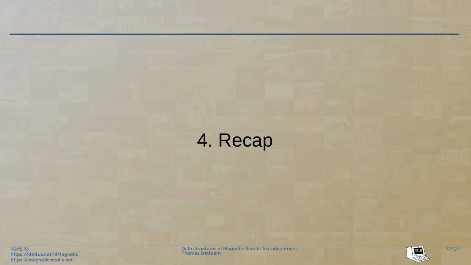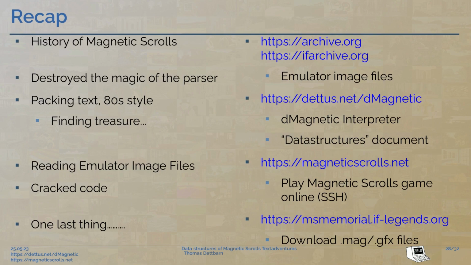Okay, so that's almost it. To sum up, I told you a little bit about the history of Magnetic Scrolls. I destroyed the magic of the parser. I showed you how to pack some text Huffman style and how to find some treasure in there. I told you how to read emulator files and how I was able to crack some code. I put some links here on the right-hand side. I will come back to this slide later, but I would like to close with one last thing.